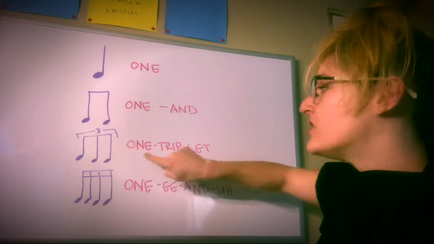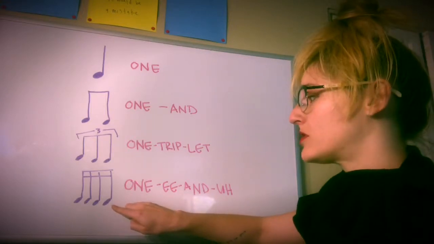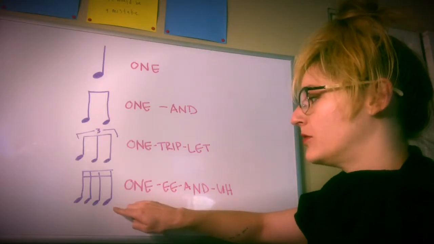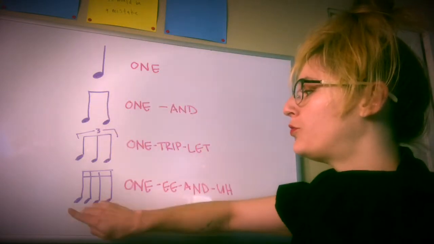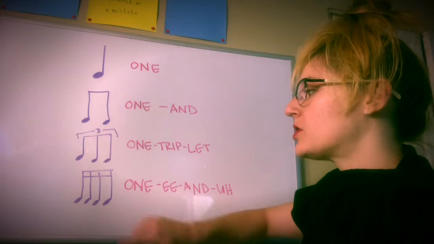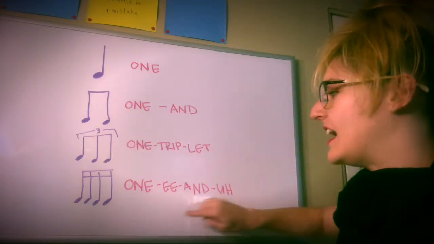1, 1 triplet. Here we see a group of 16th notes. This group of 16th notes subdivides the beat of the quarter note equally into 4 parts, so we call it a quadruplet. 1, 1 E and a.